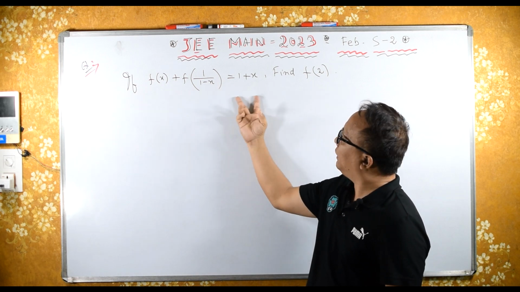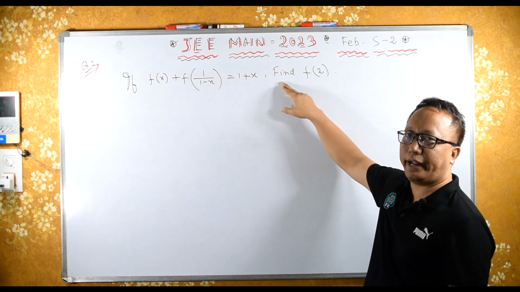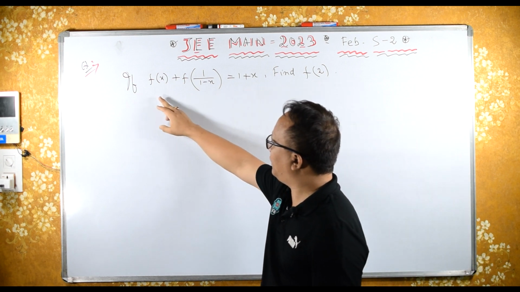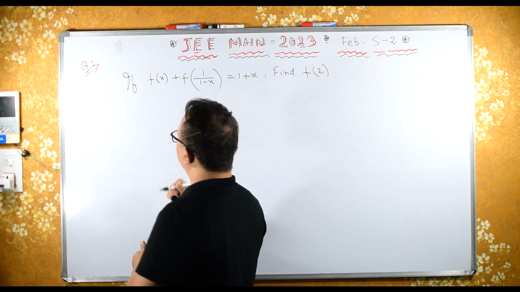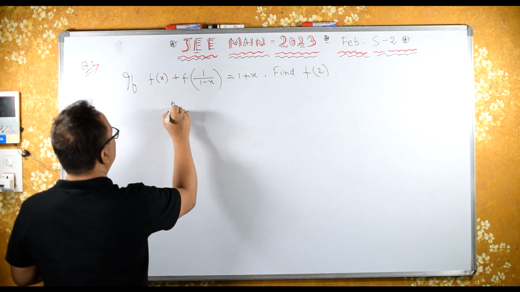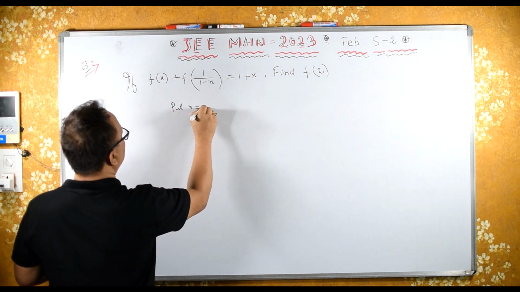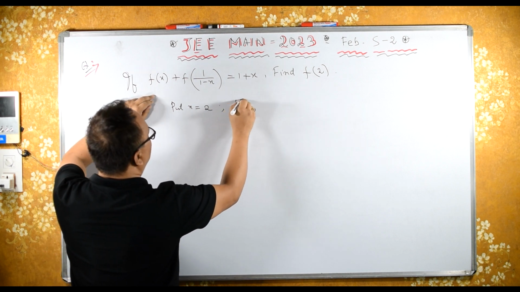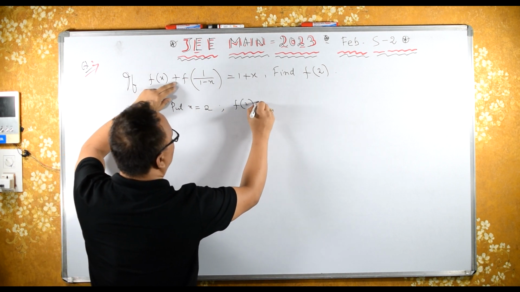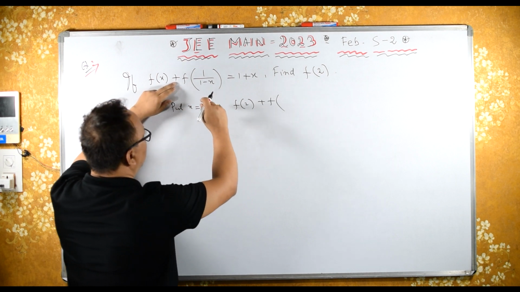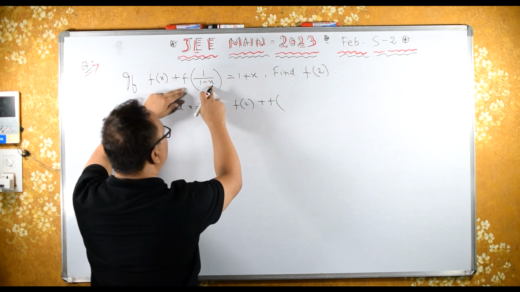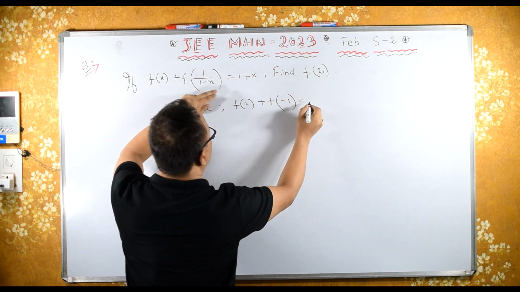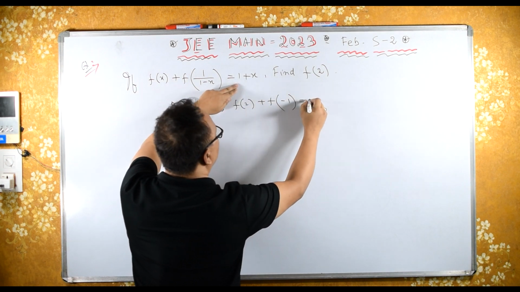This is the question. Here they are asking you to find f of 2. Let's substitute x equals 2 in this question. Here this will come f of 2 plus f of 1 upon 1 minus 2, which is what? Minus 1. So f of minus 1, and here 2 plus 1 is what?